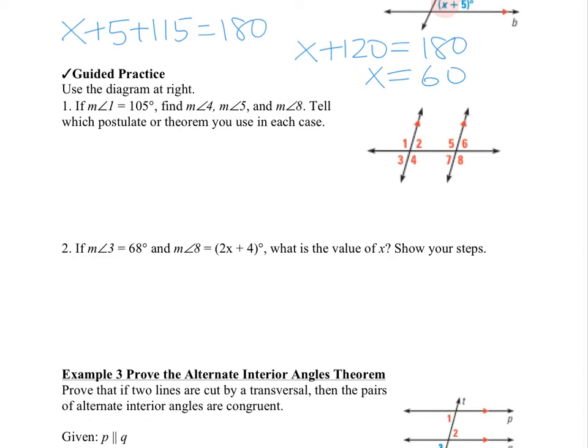So you pause the video and do the guided practice. Basically, in the first one, you're going to fill in all the angles based on the theorems and postulates on the prior page. And then, for number 2, if the measure of angle 3 is 68, the measure of 8 is 2x plus 4, what is the value of x? So pause the video and try those. Then restart and check your answers.